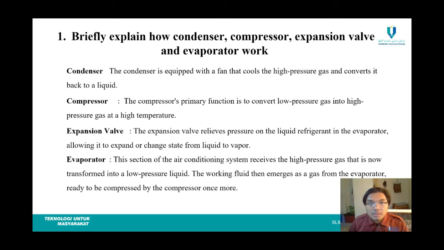Question 1. Briefly explain how a condenser, compressor, expansion valve, and evaporator work. Condenser. The condenser is equipped with a fan that cools the high pressure gas and converts it back to liquid. Compressor. The compressor's primary function is to convert low pressure gas into a high pressure gas at a high temperature. Expansion valve. The expansion valve relieves pressure on the liquid refrigerant in the evaporator, allowing it to expand or change state from liquid to vapor.